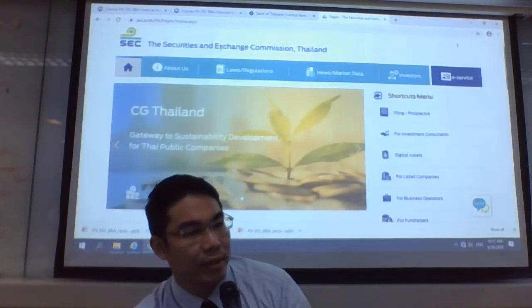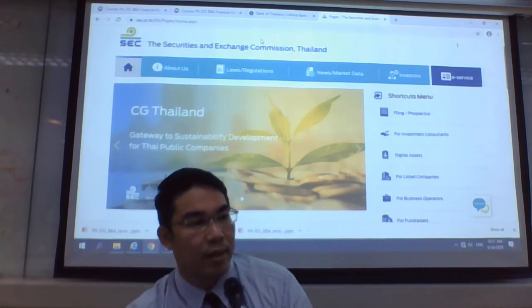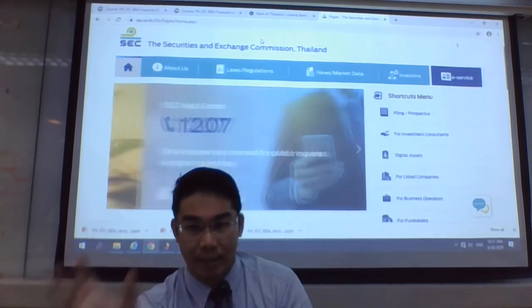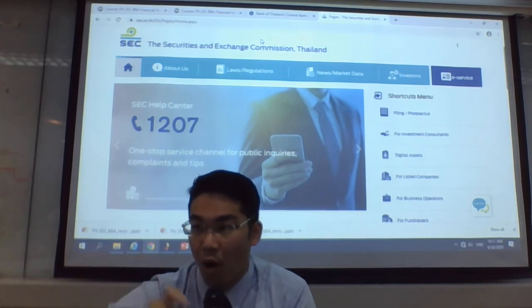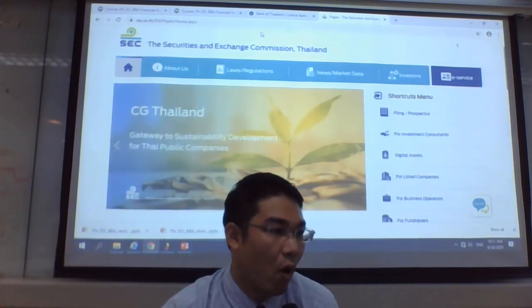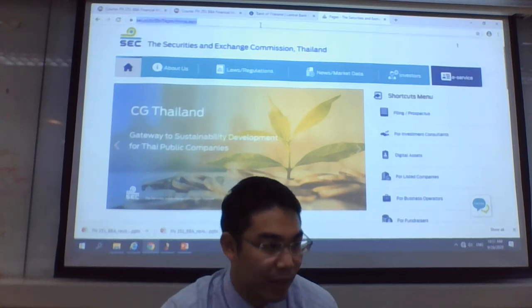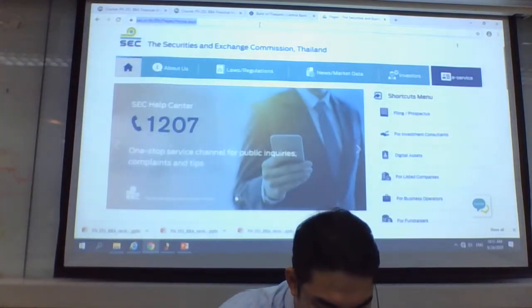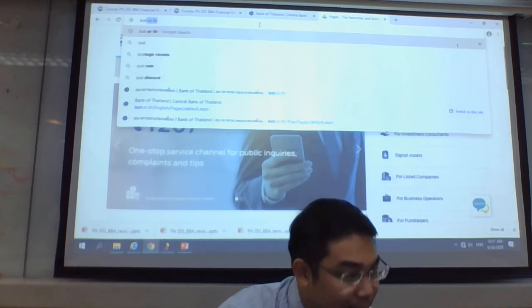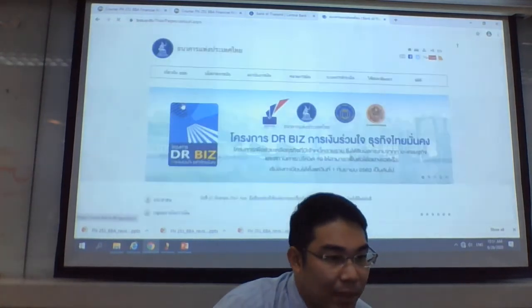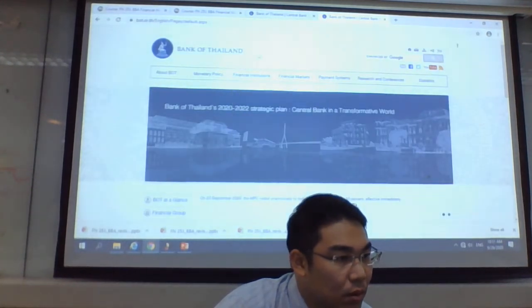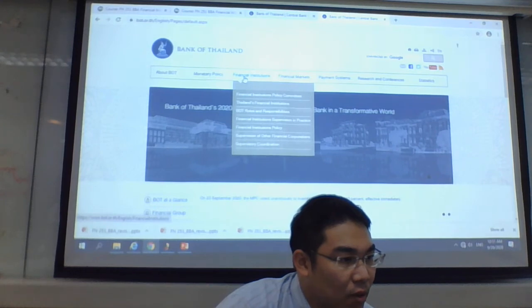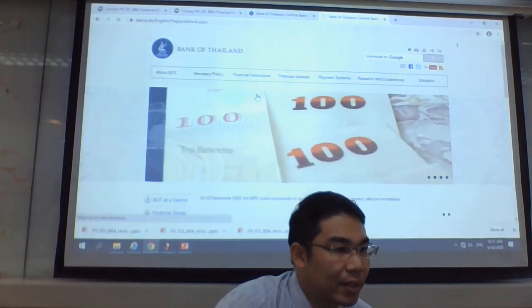This is the Security Exchange and Commission. This one will be the regulator for financial market. But for the financial institution, we also have this one. It is the committee at the Bank of Thailand. This one, Financial Institution Policy Committee.